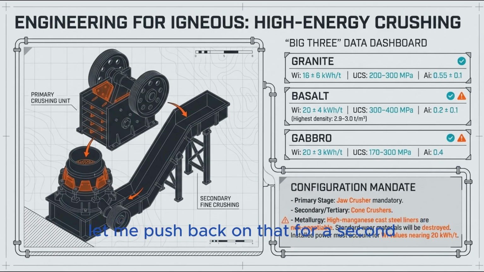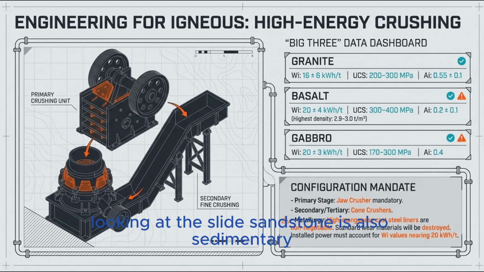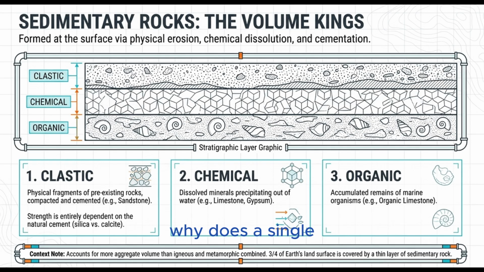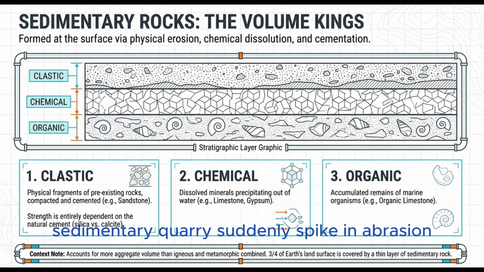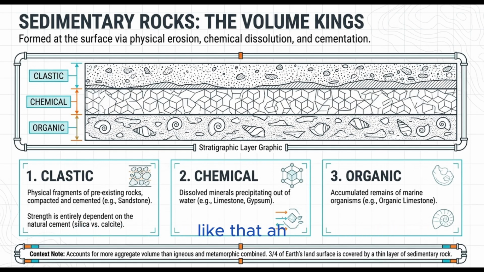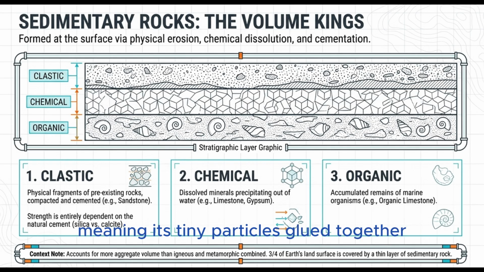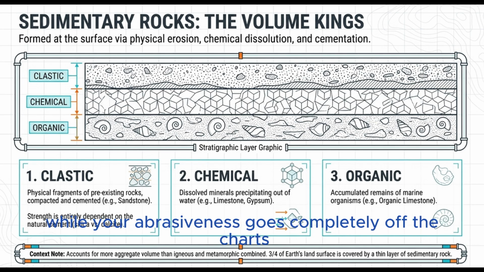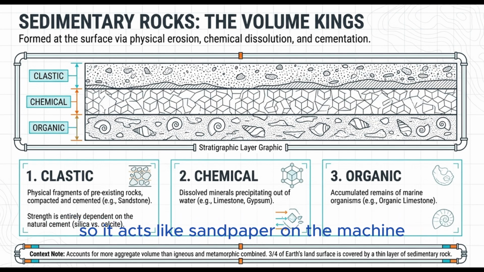Wait, let me push back on that for a second. Looking at this slide, sandstone is also sedimentary, but it's listed in a massive danger zone. Why does a single sedimentary quarry suddenly spike in abrasion like that? That's all about the cement. Sandstone is clastic, meaning it's tiny particles glued together. If that cementing matrix happens to be silica-rich, well, your abrasiveness goes completely off the charts. So it acts like sandpaper on the machine. Exactly. You have to test the specific rock, not just trust the sedimentary label.